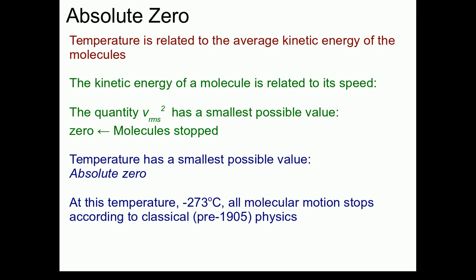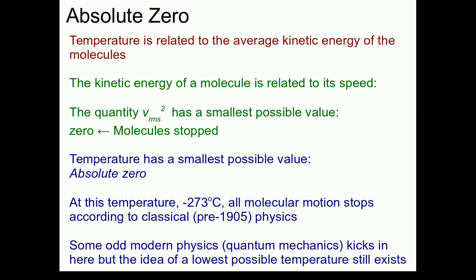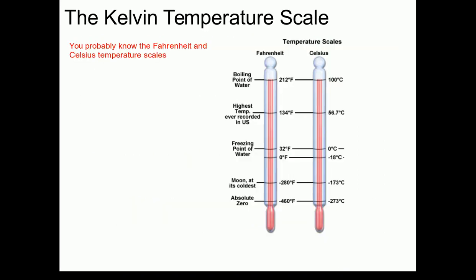Classical physics is all the physics discovered before 1905, which is everything we've talked about in this class. Now, in reality, some odd modern physics, quantum mechanics in particular, kicks in, but the idea of a lowest possible temperature still exists, and it's still negative 273 degrees Celsius. This idea of absolute zero allows us to construct a new temperature scale.